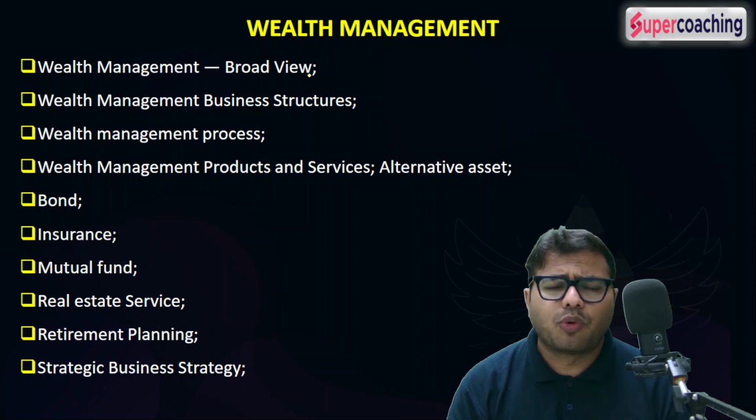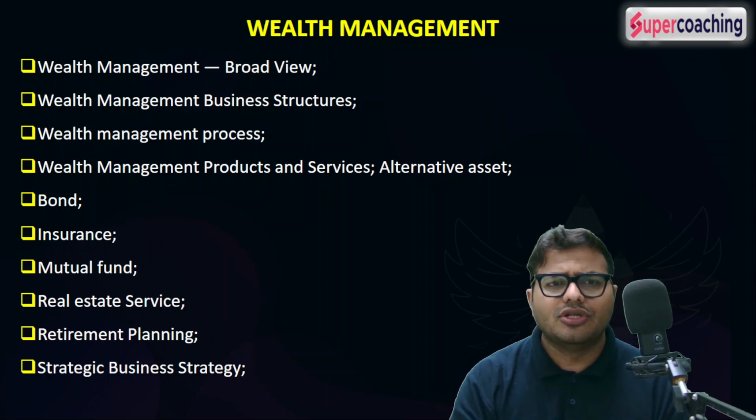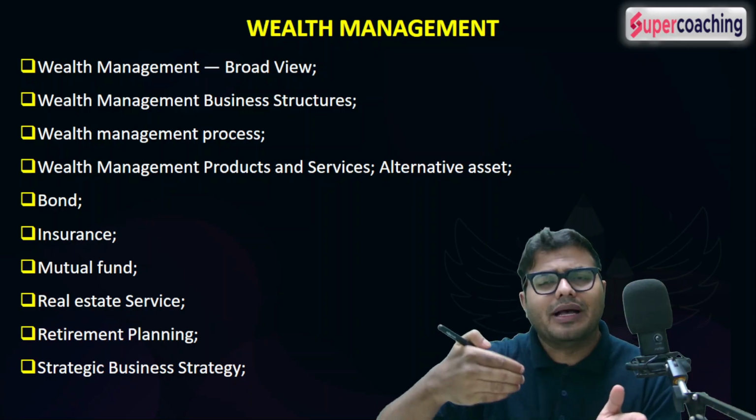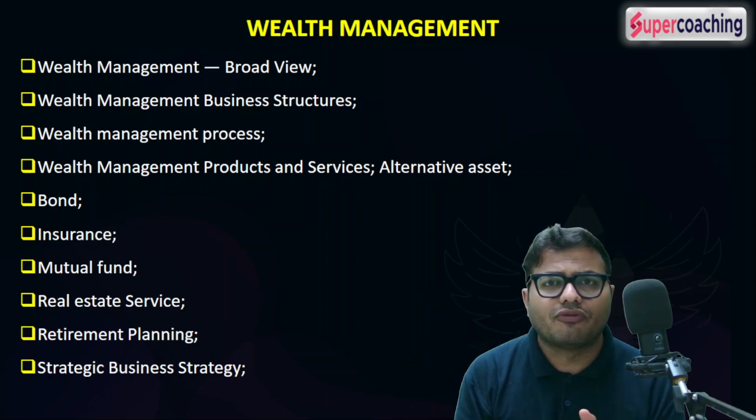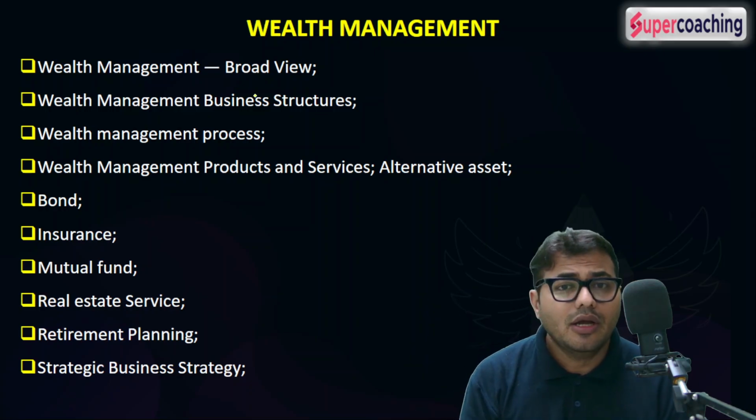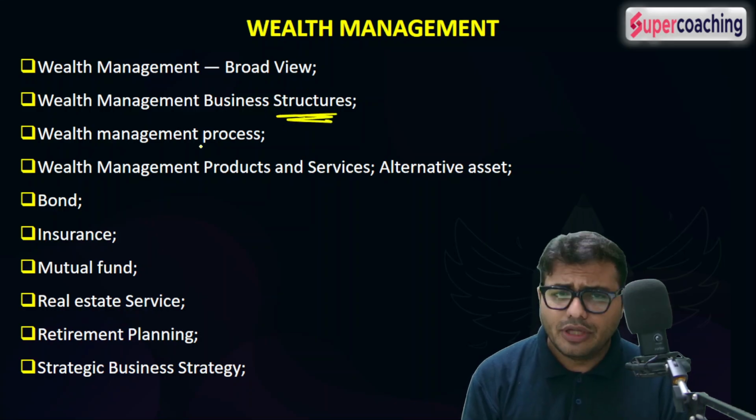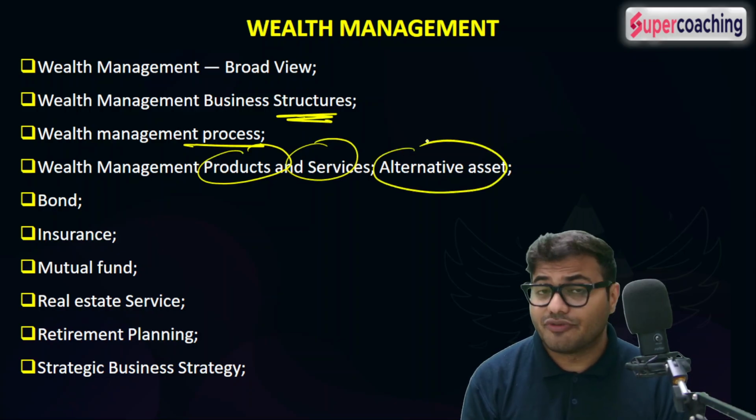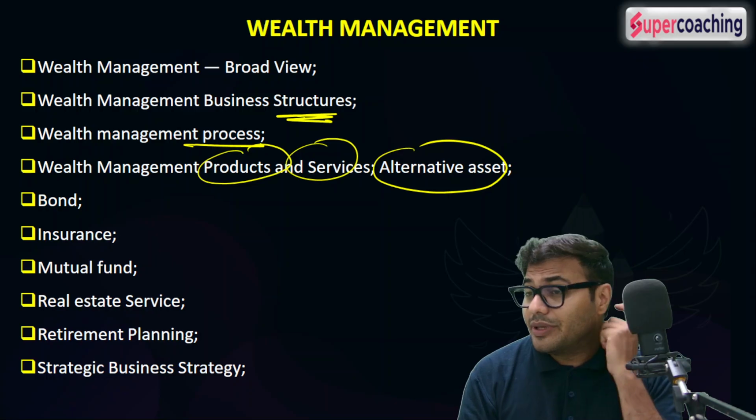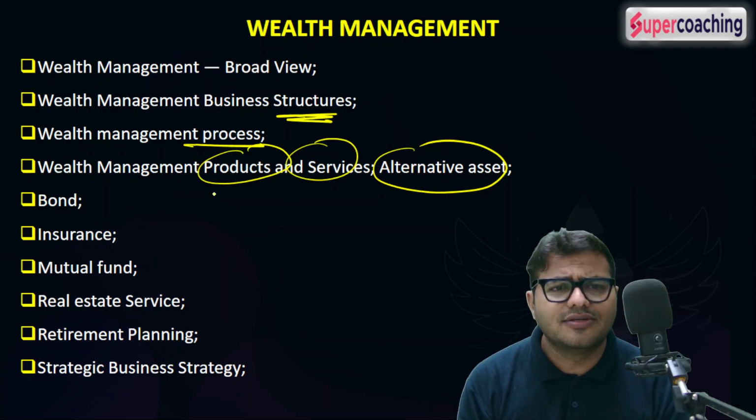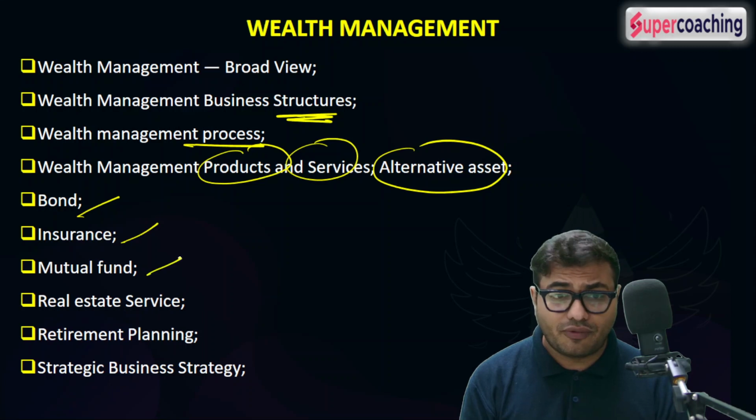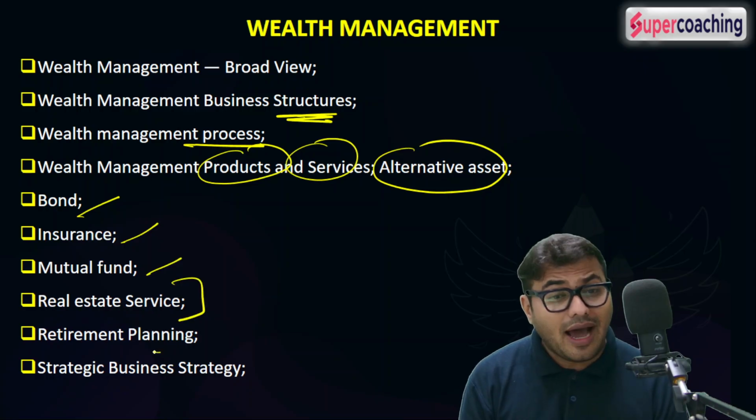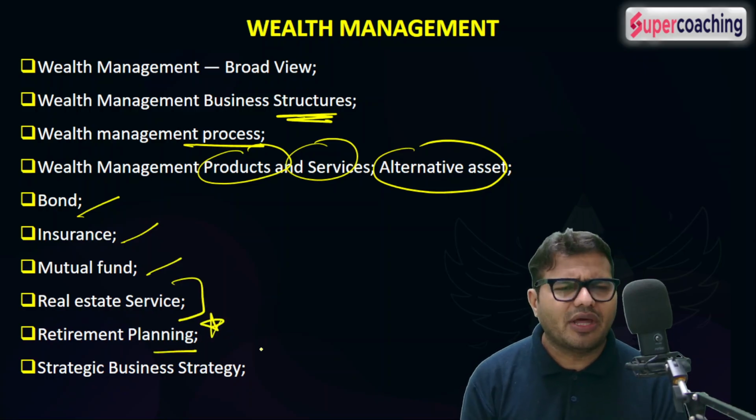So when it comes to wealth management, a broad view: when you start with wealth management, you need to understand initially what exactly wealth management is, that broader view, and then step by step we'll dig into the basics and the different factors of wealth management. Then the wealth management business structure, then the management process, then wealth management products, services, and alternative assets. Alternative assets are one of the very important factors these days. Questions are being asked around alternative assets. Then bonds, insurance, mutual funds, how they work and how the banker should handle this situation. Then real estate services. Retirement planning is another major factor. Every time they're asking questions around that.